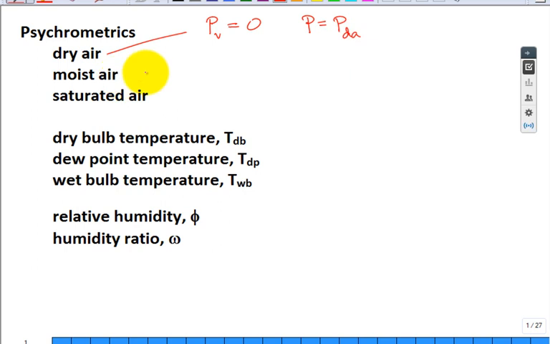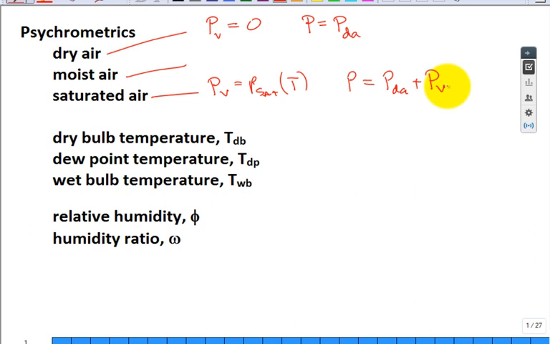All right. How about moist air? Well, actually, it's easier to talk about saturated air. Saturated air is when the partial pressure of water vapor is equal to what? The saturation pressure at that temperature of the mixture. And where do we get that? Out of the tables, out of your steam tables. And so the total pressure is always the dry air plus whatever the vapor is exerting. If it's saturated air, it's exerting the saturation pressure. All right. So if you have moist air, you know that the partial pressure of the water vapor is between dry air, zero, and the maximum saturation pressure at whatever condition it is.